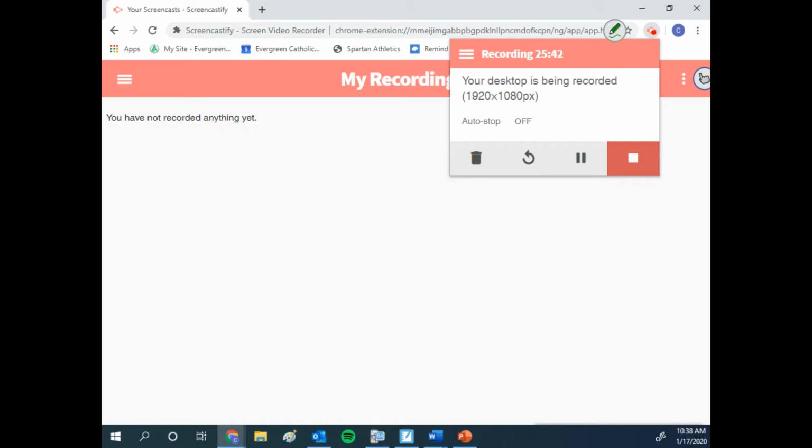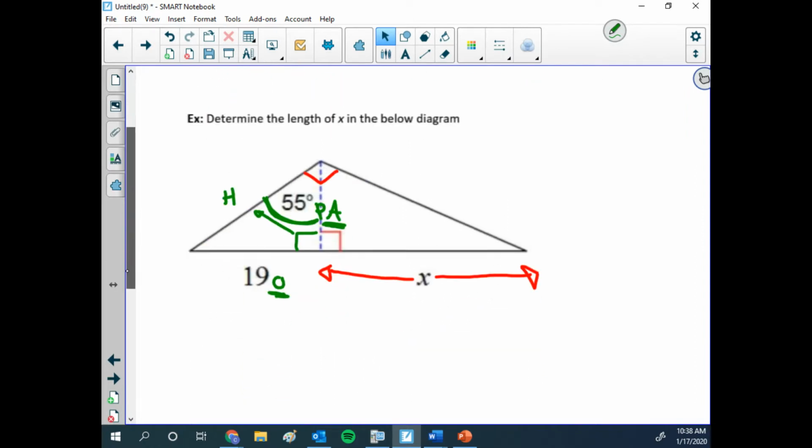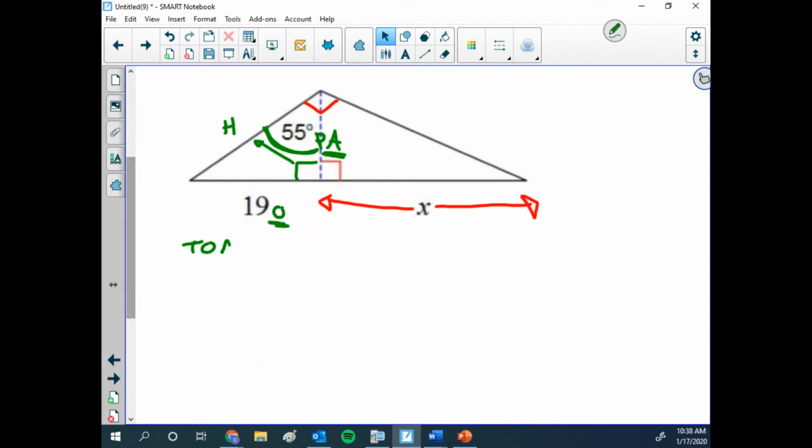Okay, so let's see. Determine the length of X in the diagram below. First of all, I want to find this common side length. I'm going to call that P. So I'll look at this smaller triangle here. If this angle is 55, that means this is also going to be 90. So here's H, here's O, and A. I need to find A, and I'm given O. So the first thing I would do to solve here is use TOA. So tan of theta, which is 55 degrees, equals O, which is 19, over A.